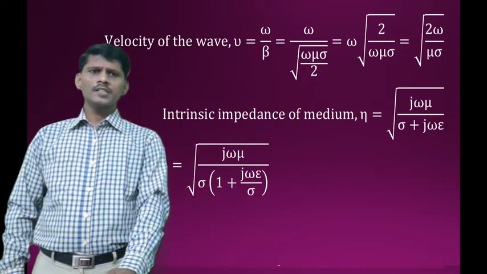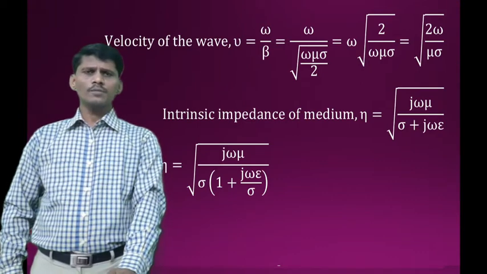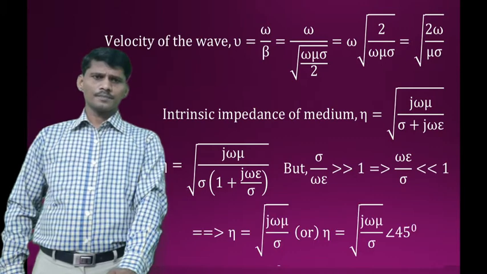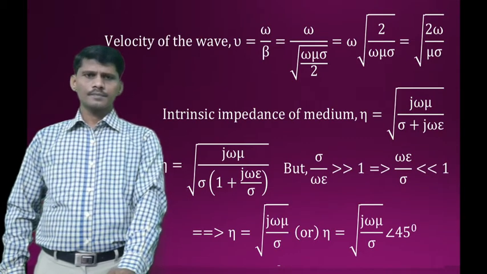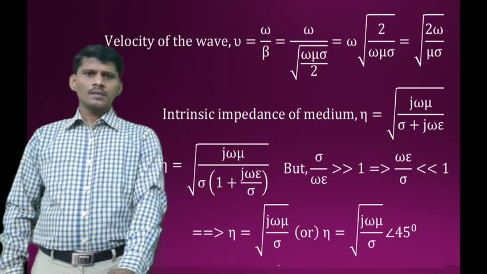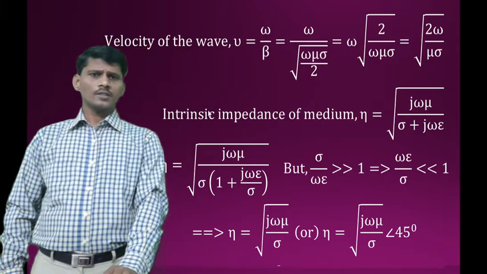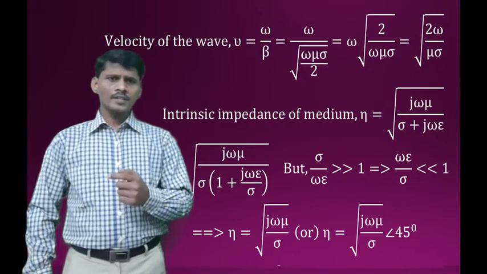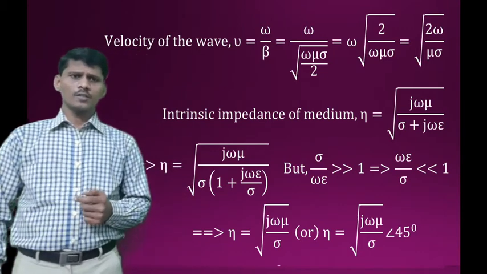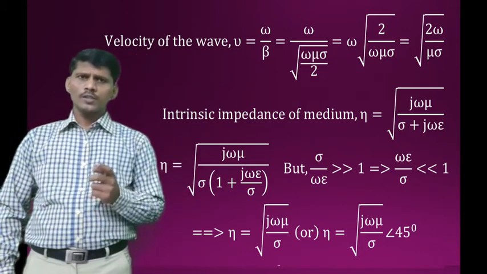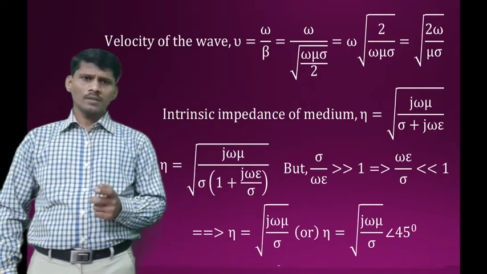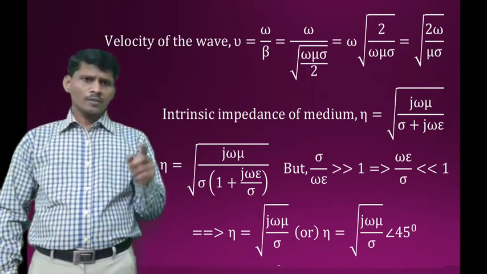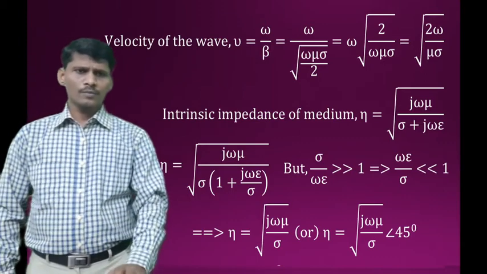And the intrinsic impedance eta is square root of j omega mu by sigma plus j omega epsilon. In the denominator factor, take the common sigma. After that, applying the good conductor condition, the intrinsic impedance expression eta is equal to square root of j omega mu by sigma, or square root of j is at an angle of 45 degrees.